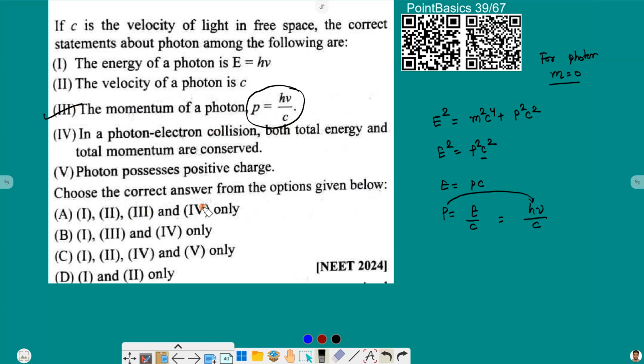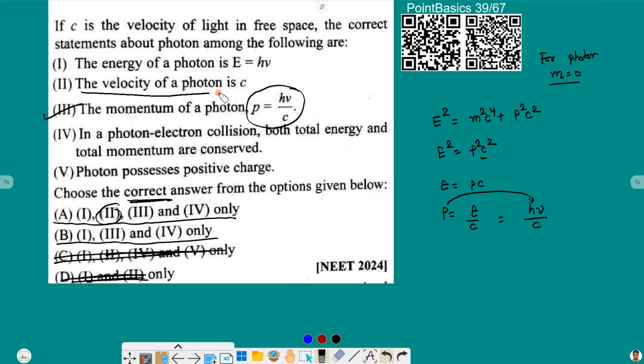So out of all the given options, statement 3 should be there in the correct option. We can see in option A it is there, in option B it is there, but in option C statement 3 is not there, and we have to find the correct statements. So option C is cancelled, and option D is cancelled. Now between options A and B, the difference is of statement 2. So let's see statement 2 here.